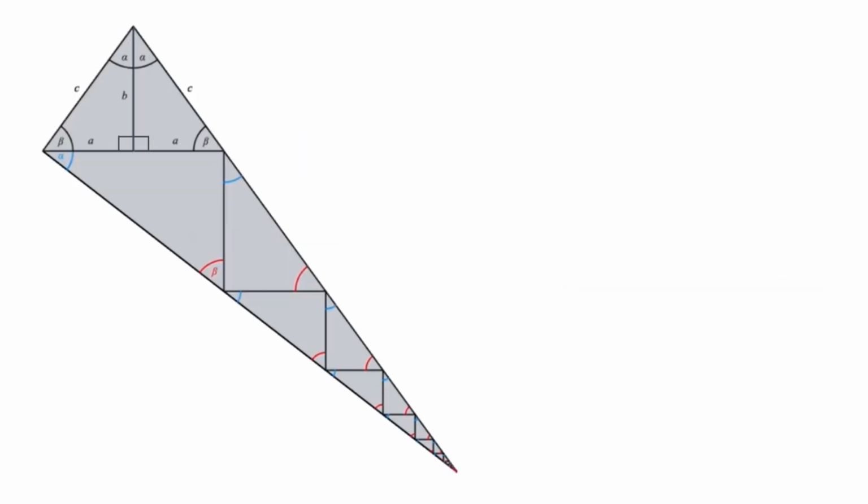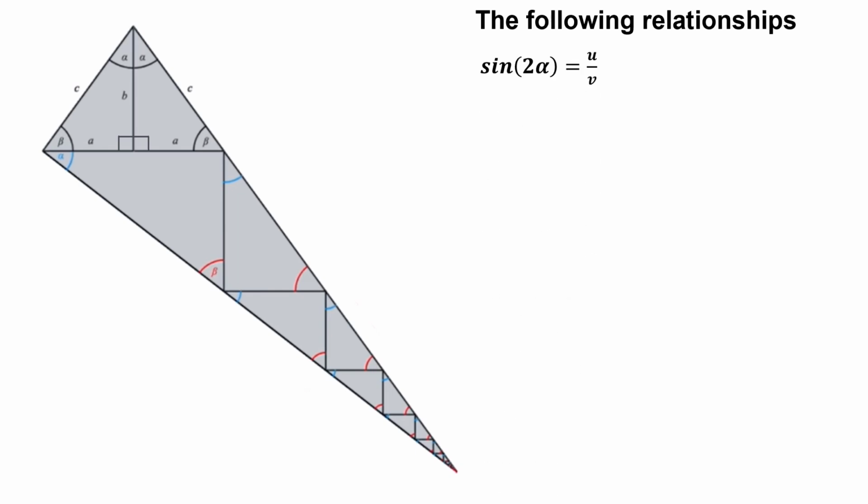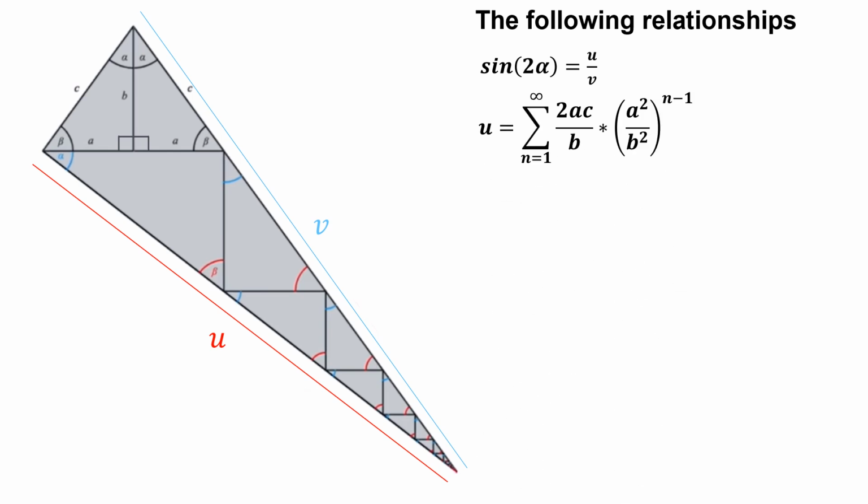Turning the reflected triangle into a waffle cone, which is a right-angled triangle composed of infinitely similar right-angled triangles, gives us the following mathematical relationships. Sine 2 alpha equals u over v, since u is the opposite side and v is the hypotenuse side of the waffle cone, and u and v can be expressed as the following sums of infinite geometric series. The detailed method used to get these sums of infinite geometric series is beyond the scope of this video. Soon we will publish another video with a full-fledged explanation of this proof, covering it from top to bottom. Now back to the proof.